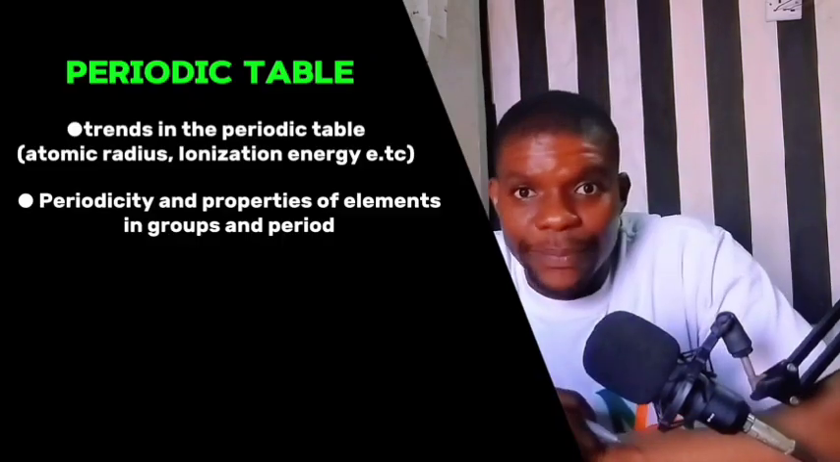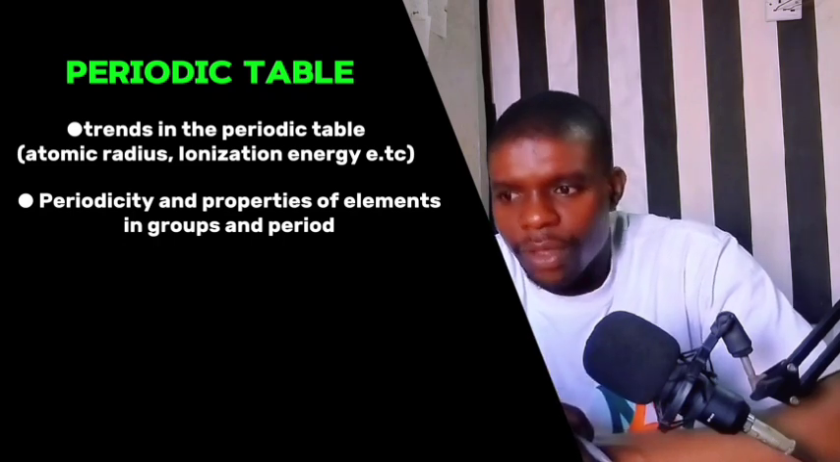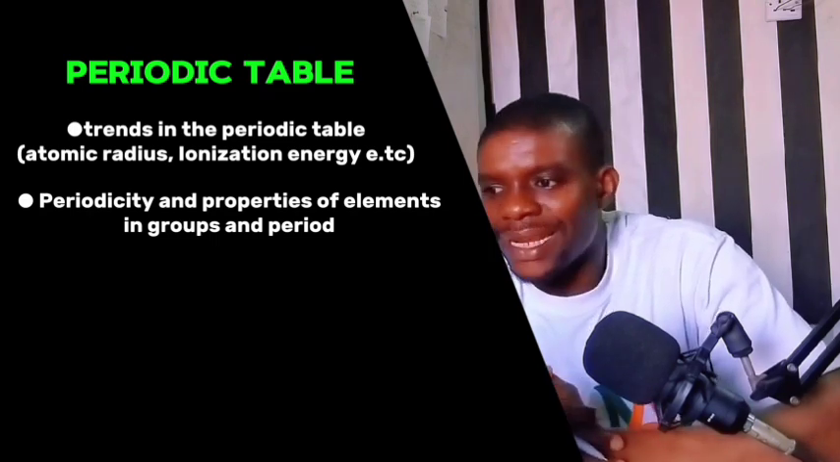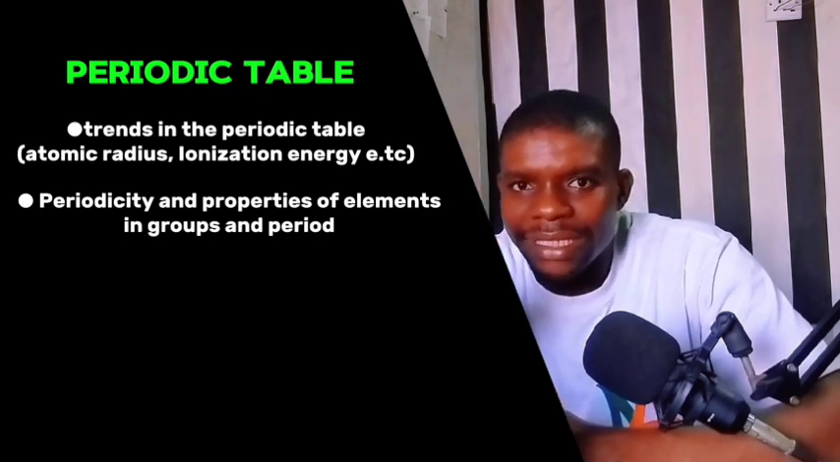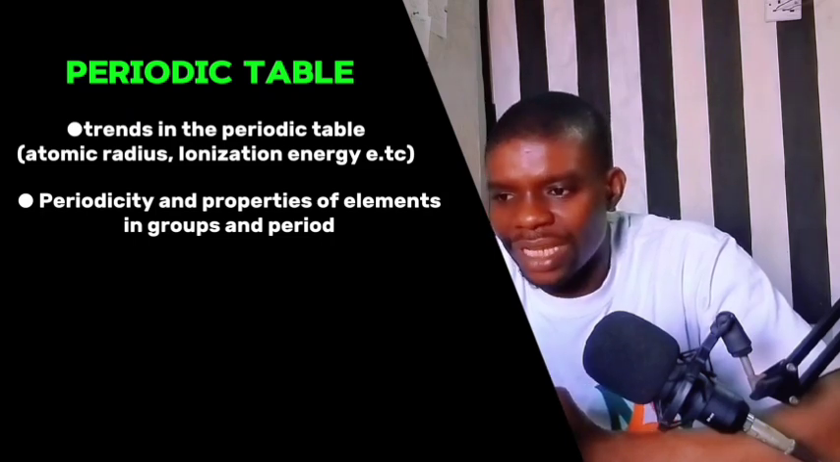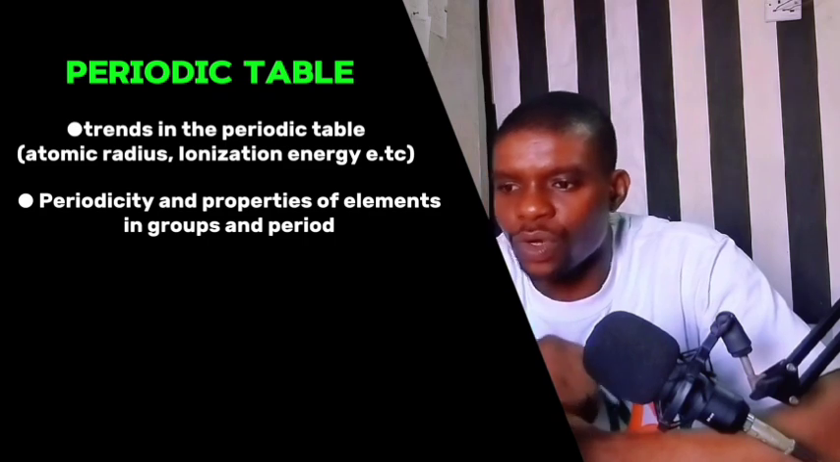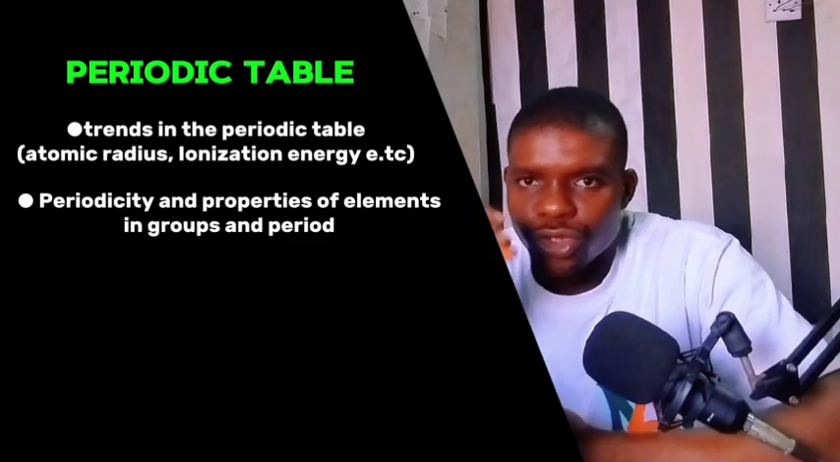Number 2 is the periodic table. One of the most important topics in chemistry when it comes to the JAMB examination is the periodic table. The first thing you need to cover in the periodic table is trends: atomic radius, ionization energy, electronegativity, and the rest. You need to rank elements in decreasing and increasing order of these trends in the periodic table. It's very important. You need to understand periodicity and properties of elements in various groups and periods. You must study it very well, because a large majority of questions come from here.